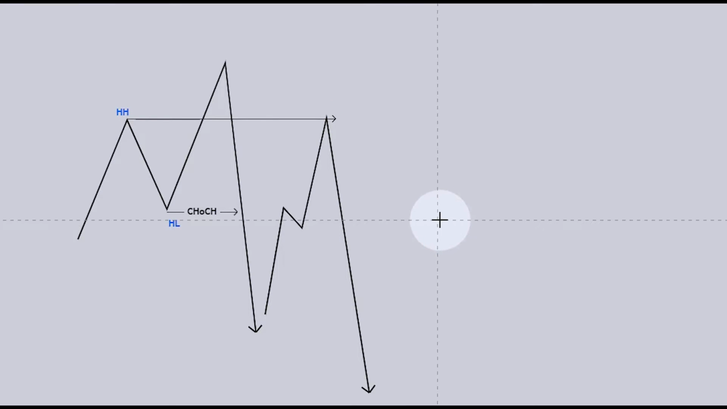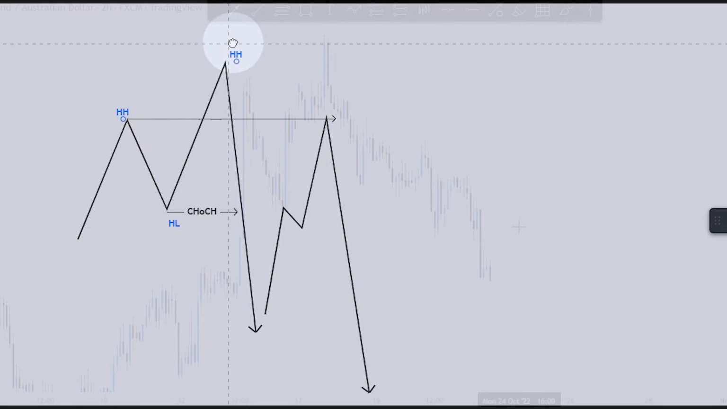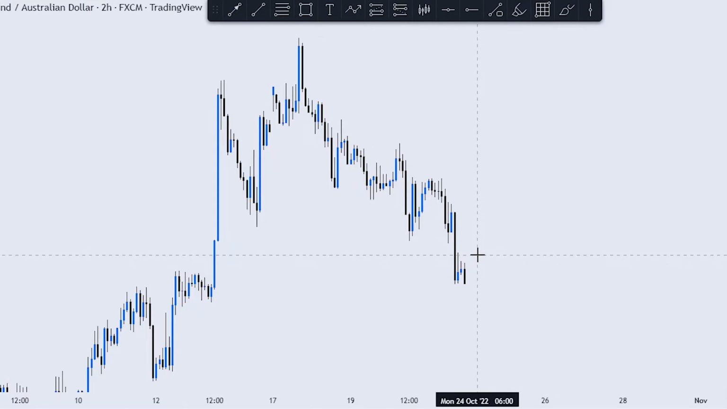It's important to note that the Quasimodo pattern is just one tool in your Forex trading toolkit. It's always a good idea to use multiple indicators and techniques to confirm your trading decisions. Look at this example.